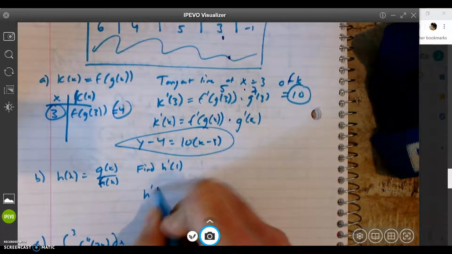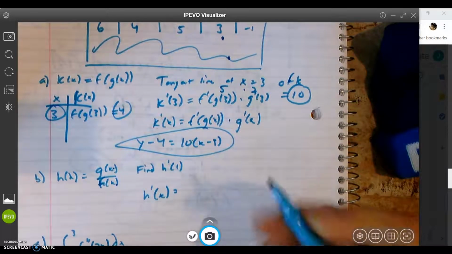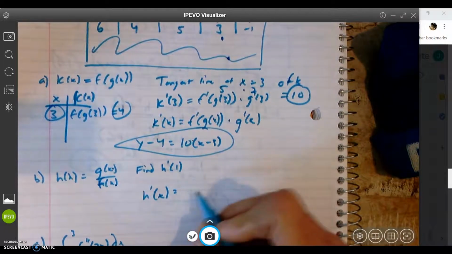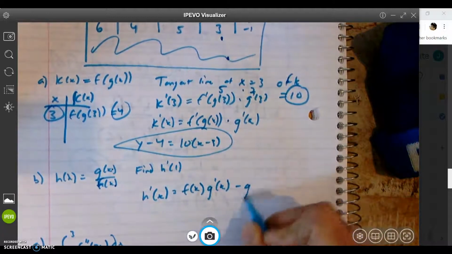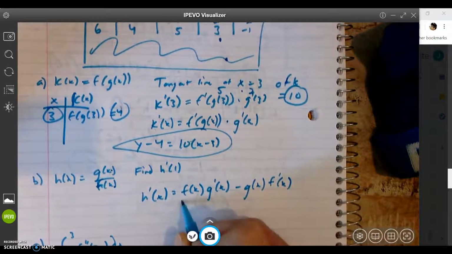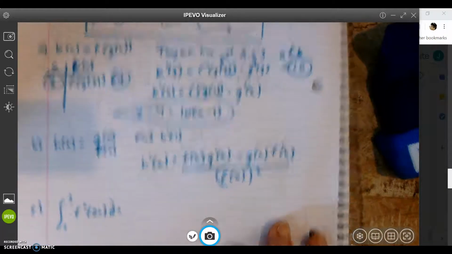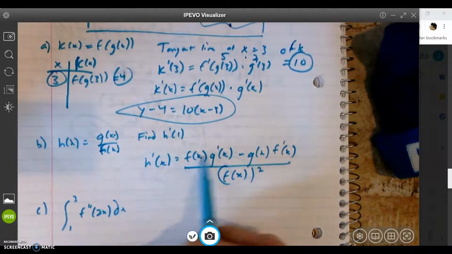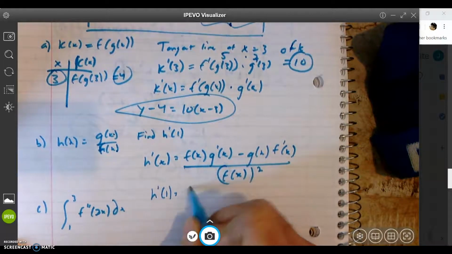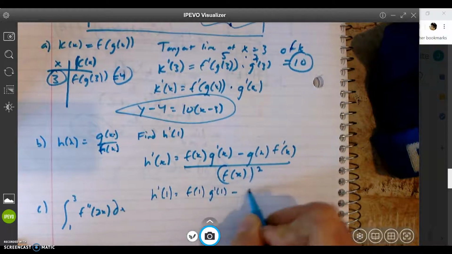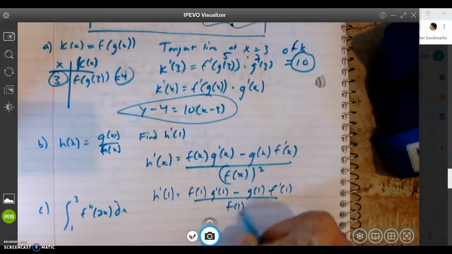Easy. So h prime of x, find the derivative first. I can find the derivative of this and the derivative of this, so this means I need to do the quotient rule. Low d high minus high d low over the square of what's below. There we go. So this derivative is that. Now I'm going to plug in 1. So h prime of 1 is f of 1 times g prime of 1 minus g of 1 times f prime of 1, over f of 1 all squared.